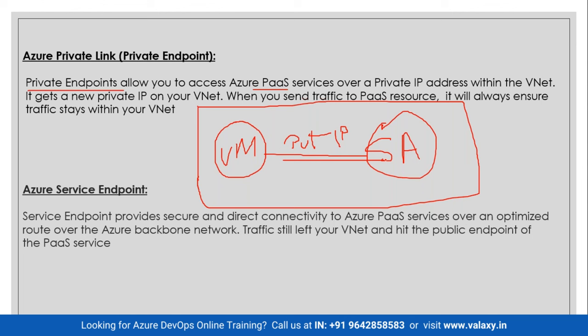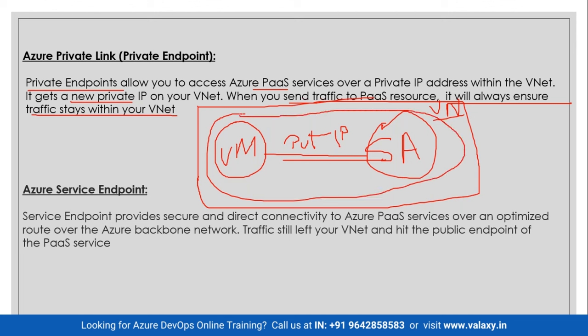So from the security perspective also, private endpoint will make more sense. It gets a new private IP, so the communication happens over a new private IP. When you send traffic to PaaS resources, it will always ensure the traffic stays within the network. So this is your virtual network, making sure the traffic is within the virtual network. This is what Azure private endpoint means. Making sense?